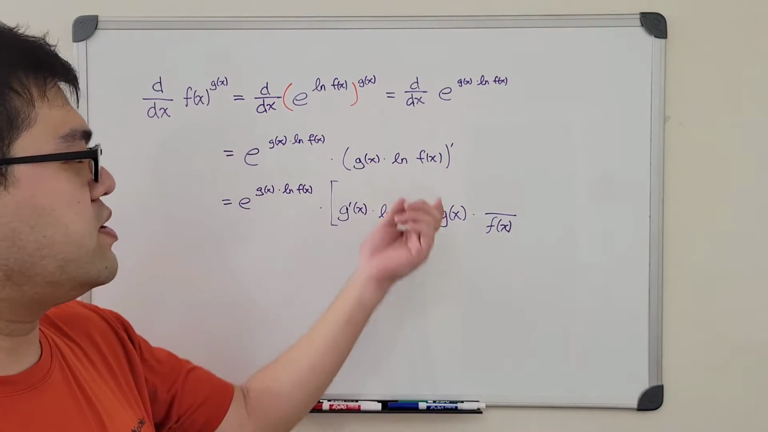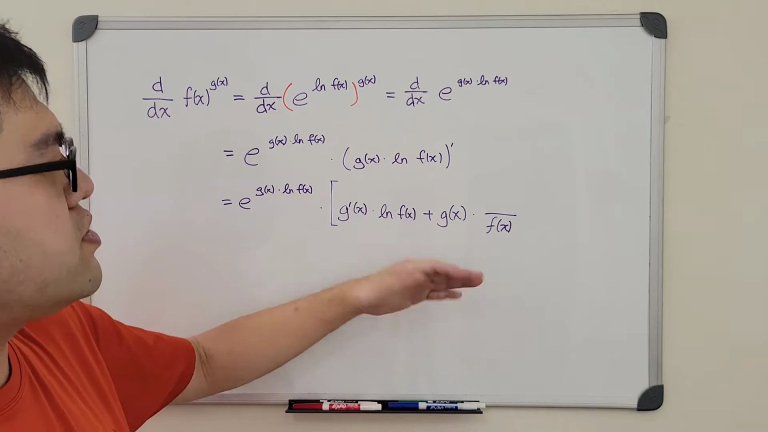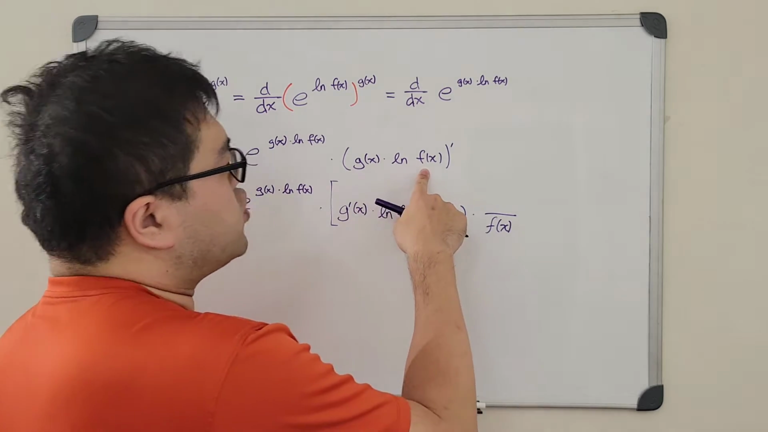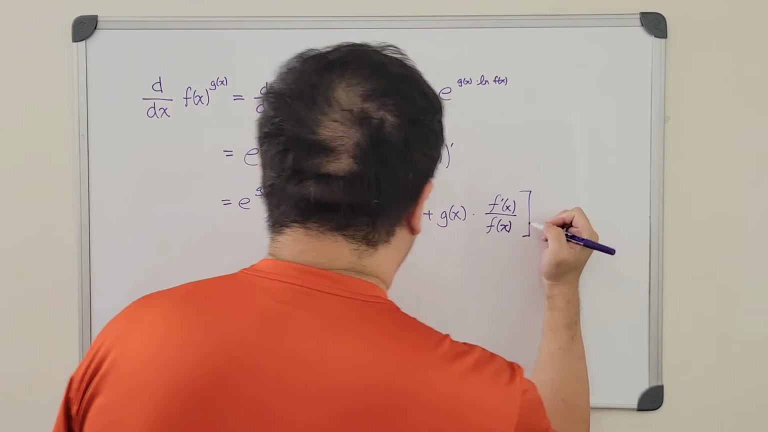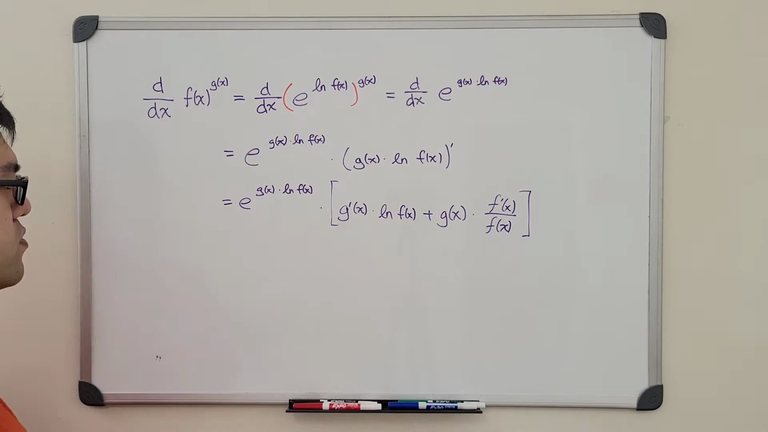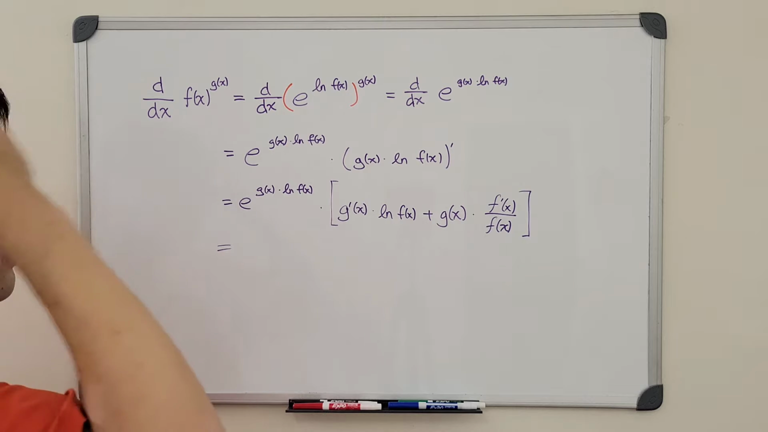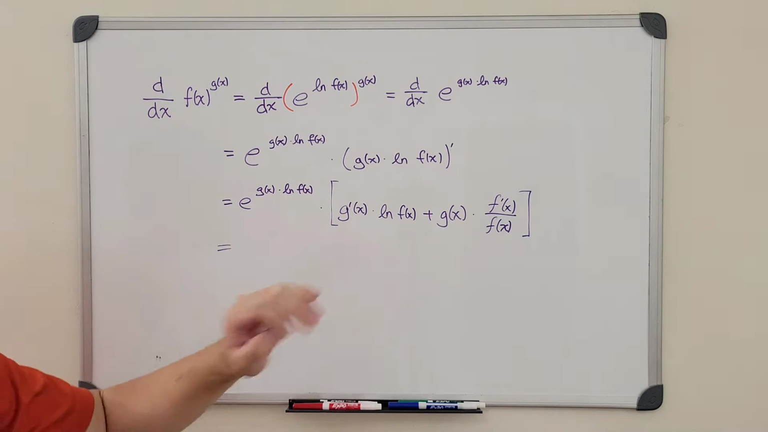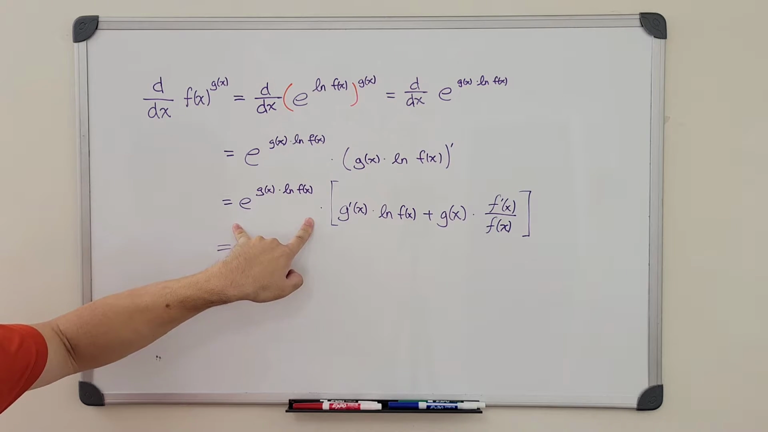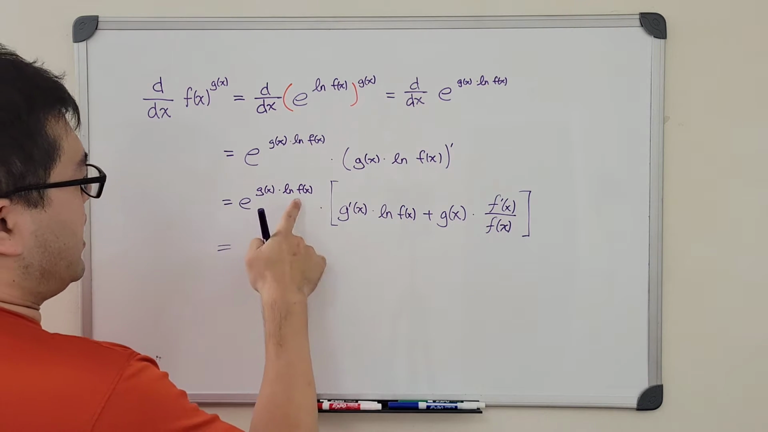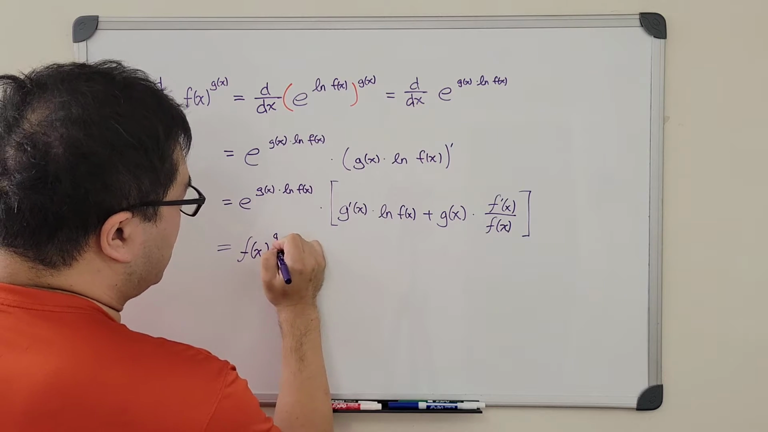But since we don't simply have x inside, we have to use the chain rule one more time. So we need to take the derivative of f of x, giving us f prime of x. And that is what we get. So let's try to wrap up and rewrite some of the expressions to see if we can actually get the same results back. So first, the first part, e raised to some power, we can just rewrite back as f of x raised to g of x power.